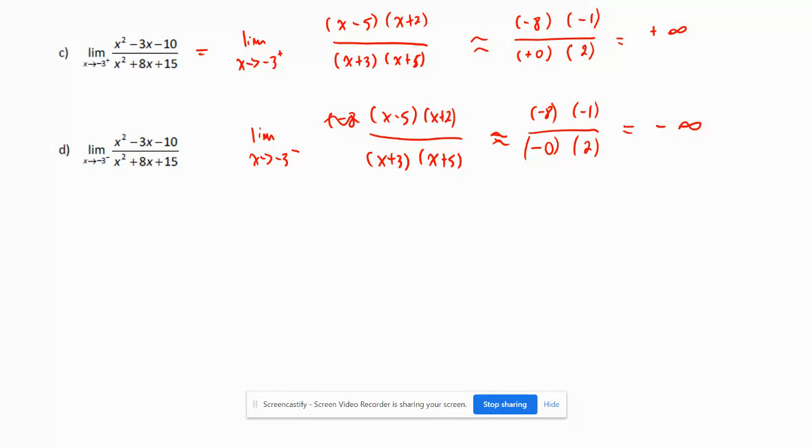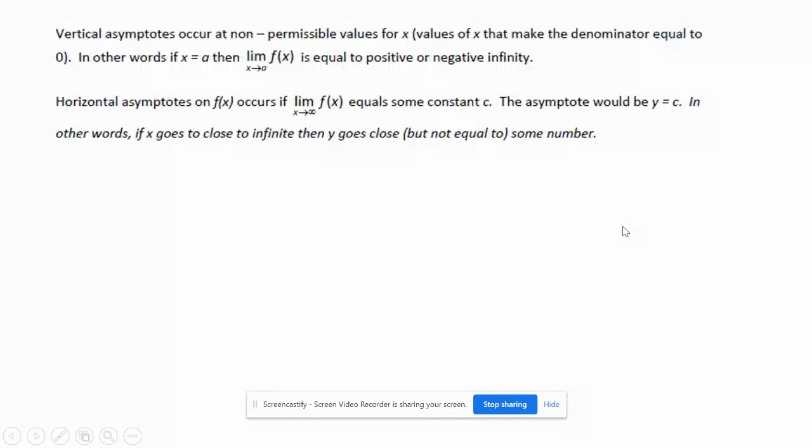So the idea is we're doing this because we know that -3 is going to be a vertical asymptote. But we want to know, as we approach from the right, the graph is going up. As we approach from the left, the graph is going to be going down. So vertical asymptotes occur at non-permissible values.